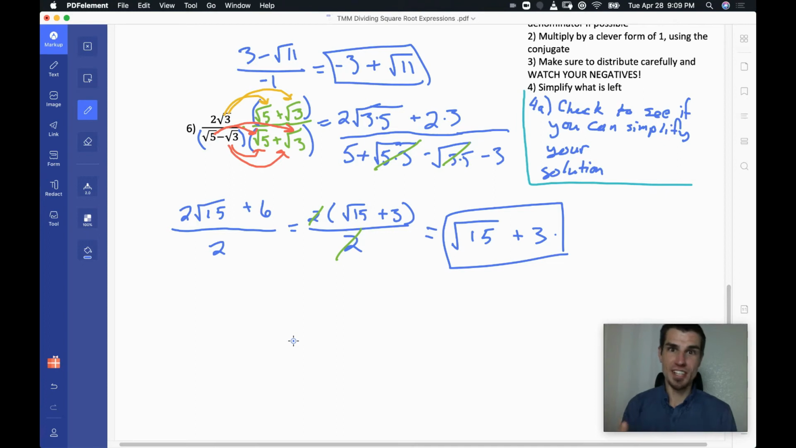Why is the conjugate even helping us out here? What is so magical about it? Because it really is quite beautiful, isn't it?